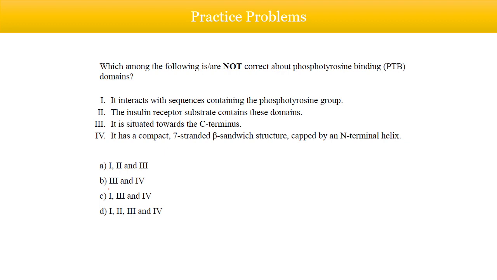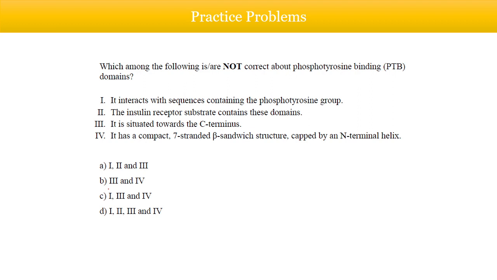Now, which is not correct about the phosphotyrosine binding domains? So if you see that it interacts with sequences containing the phosphotyrosine group, that is correct. The insulin receptor substrate contains these domains, that is also correct. It is situated towards the C terminus. That is not correct because it is situated towards the N terminus.